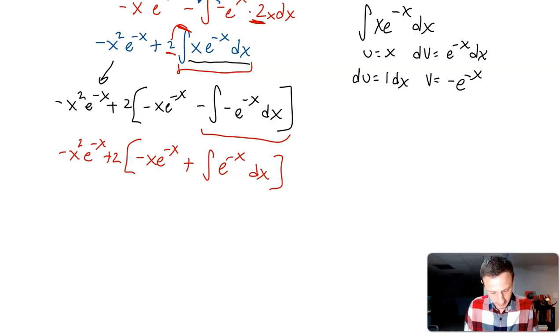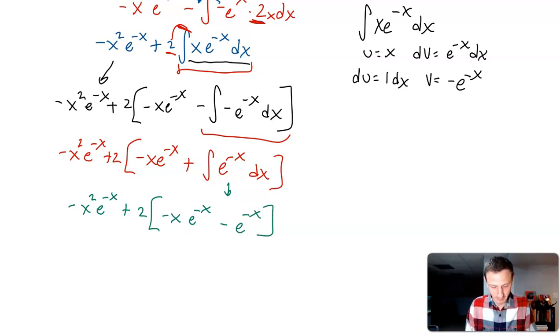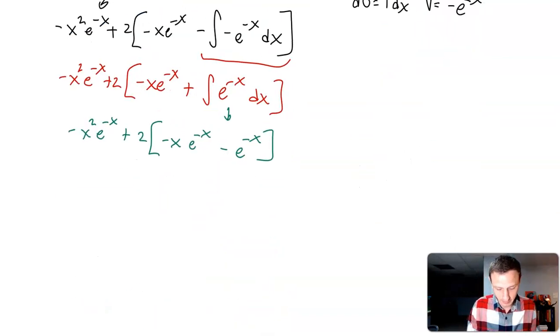All right, let's keep going. So now I'm going to integrate this. This is just going to be negative e to the negative x. We've done that integral 3 times at this point. So I'm going to have negative x squared e to the negative x plus 2. And I'll deal with that 2 in a second. I don't want to do too much in one step. So negative x e to the negative x minus e to the negative x. And don't forget, we still have to evaluate this. So we are not out of the woods just yet. This is all from 0 to 7.